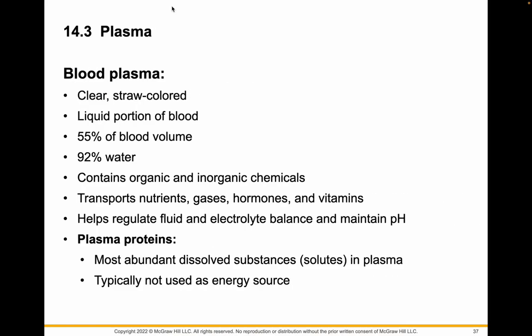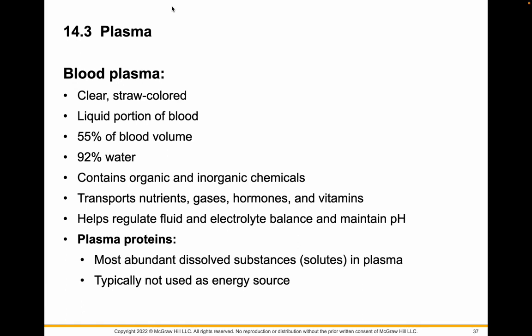Okay, let's talk about plasma. So remember that blood is mainly made of plasma, which is the liquid matrix of this connective tissue that we're talking about, blood. So the plasma is going to be clear to straw colored. It is the liquid portion, and it's about 55% of the volume of blood. The other 45% was the formed elements, the white blood cells, the red blood cells, and the platelets.